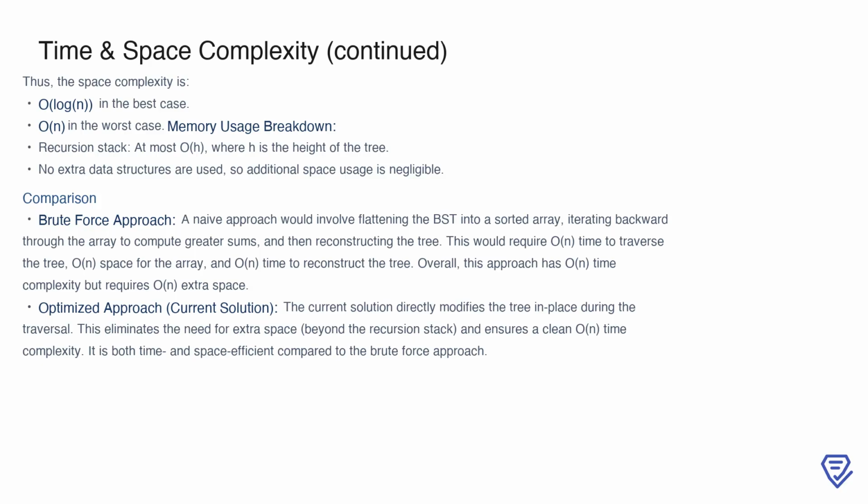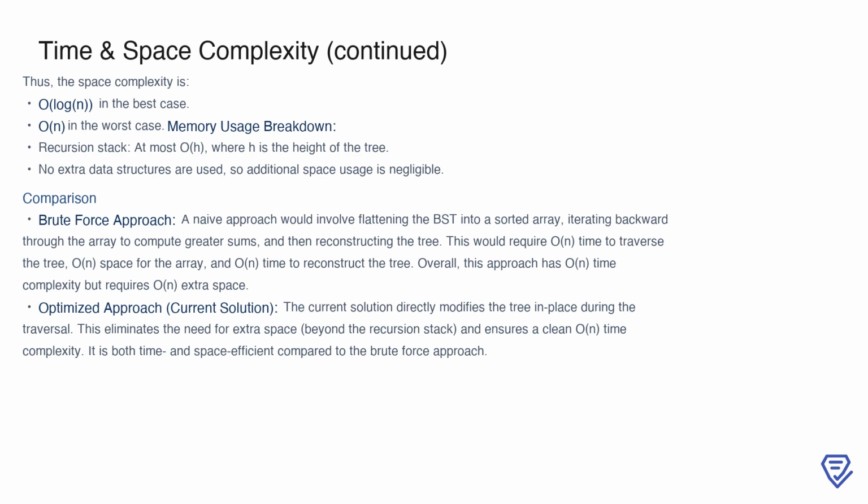The memory usage is dominated by the recursion stack, which can go as deep as the height of the tree, denoted as O(H). Importantly, no additional data structures are required, so any extra space usage beyond the recursion stack is negligible. Comparing this optimized approach to a brute force method highlights its benefits.